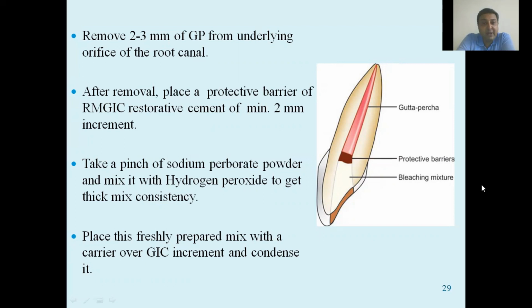We will now take the bleaching agent. How will we prepare the bleaching agent? We will take a pinch of sodium perborate powder, which is a white powder. We will mix it in a hydrogen peroxide solution to get a thick mix consistency. We will place this freshly prepared mix with a carrier over that GIC increment which we have given, and we will further condense it with a condenser.